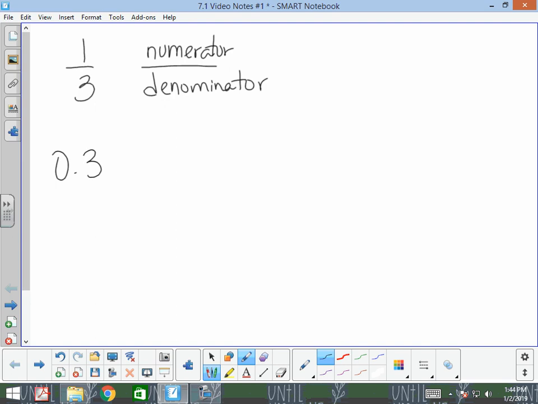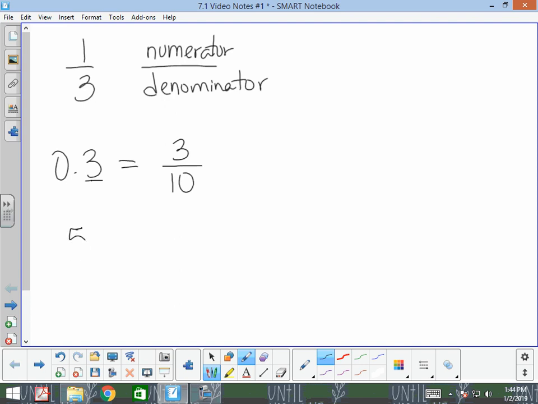0.3, a decimal, can be made into a fraction. What we do is we take the number, the 3, and we put it over its place value, which the place value of the 3 is tenths. We put it over 10. So here we have a numerator and a denominator.